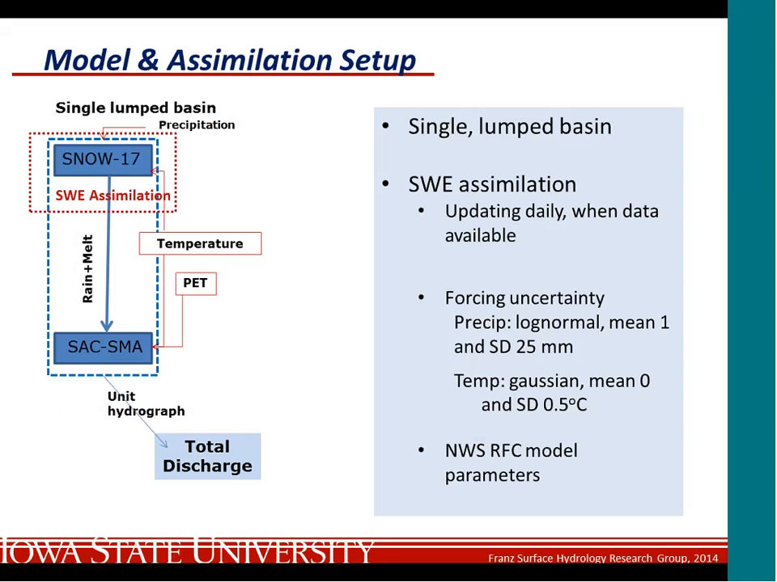So again, we assimilated AMSR-E data, and this was done on a daily basis or whenever data was available. It was mostly available on a daily basis. We applied some forcing uncertainty to the precipitation and temperature. These numbers are based on other values used in the literature by other folks doing these data assimilation studies. And in this case, we only worked with the RFC parameters.